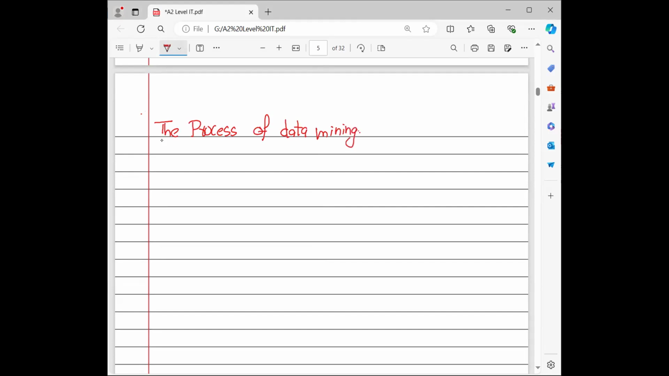The process of data mining has multiple stages. Stage one of the process of your data mining is your business understanding, and there are basically three main elements to the business understanding stage.